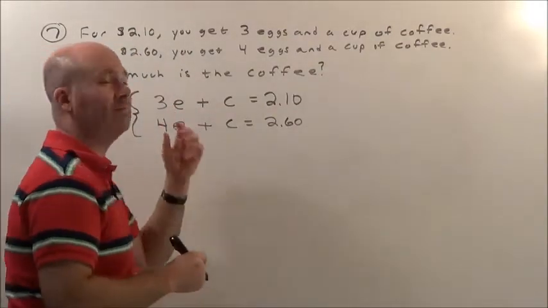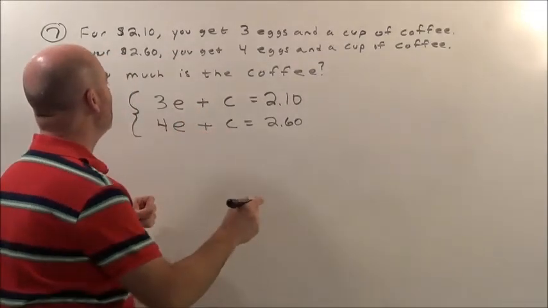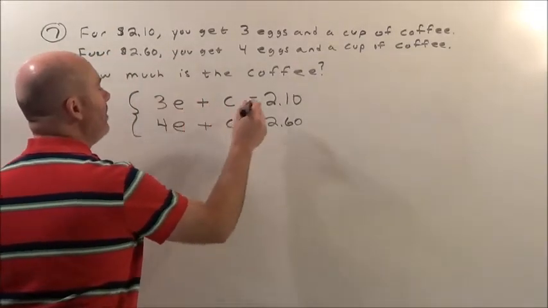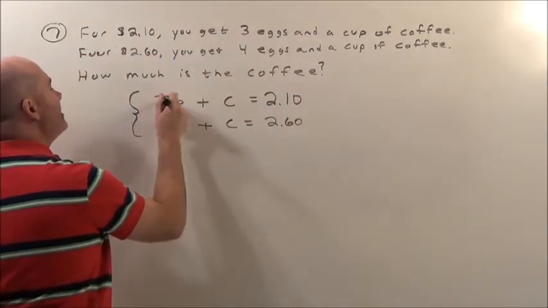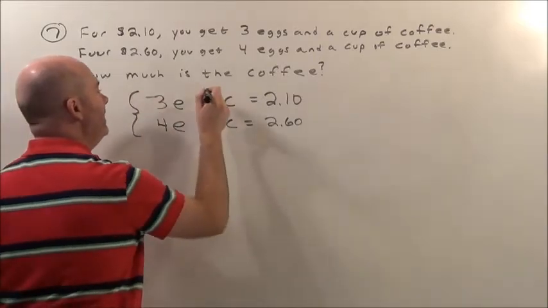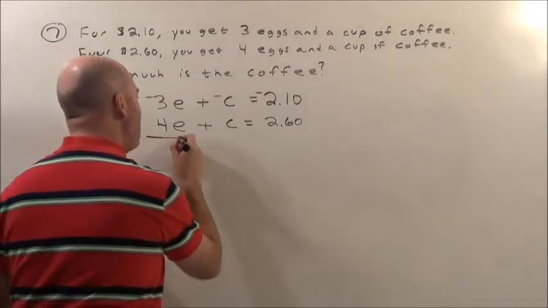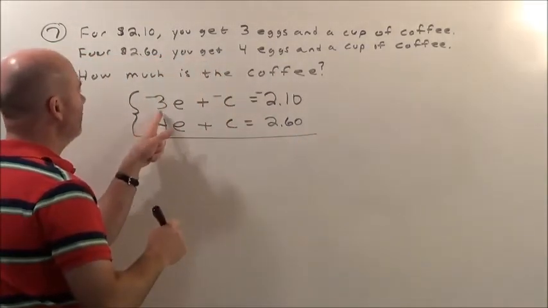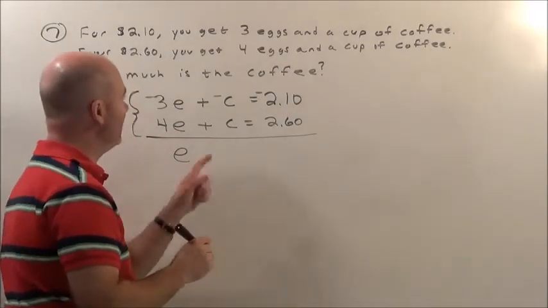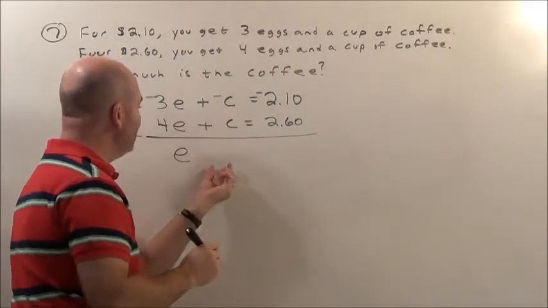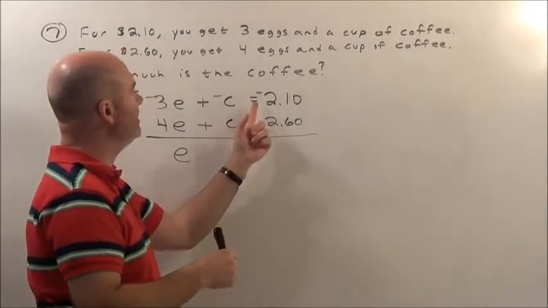Now what I need to do is I'm going to use elimination here. This is a plus C, plus C. What I'm going to go ahead and do is I'm just going to consider multiplying through this top guy by -1. If I multiply through the top by -1, that's going to be -3E, -C, -$2.10. Now when I add them together, -3E and +4E gives me a single E, the price of an egg. -C and a +C cancels out, which is why we call it elimination. We're trying to eliminate one of the variables.